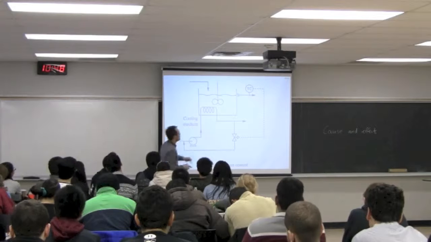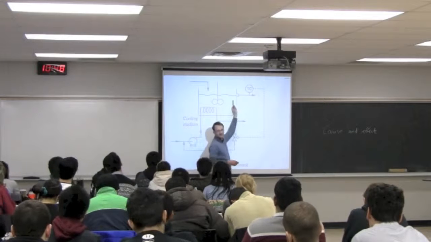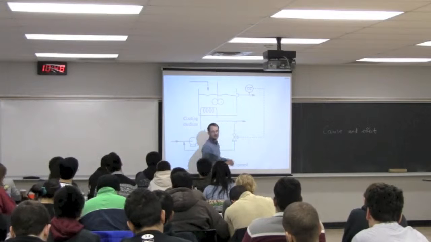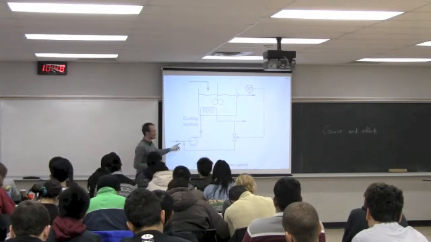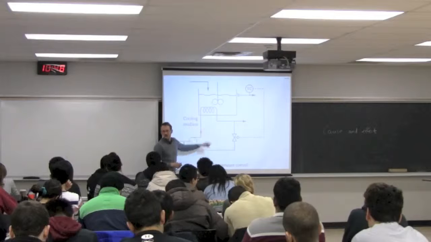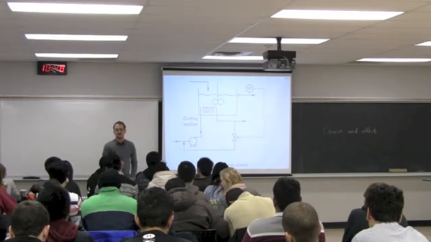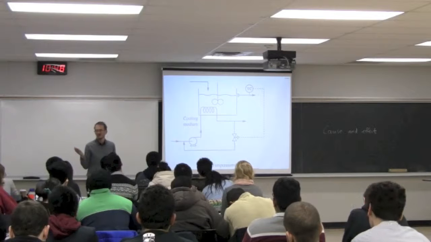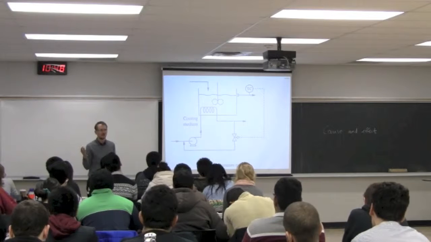So if this temperature is below set point, in other words, this system is too cold, we want to warm it up. Okay, we're going to open that valve, send a bit of the warm water back, and send it into the system. Does this seem like a reasonable control system to you? How would you do it?